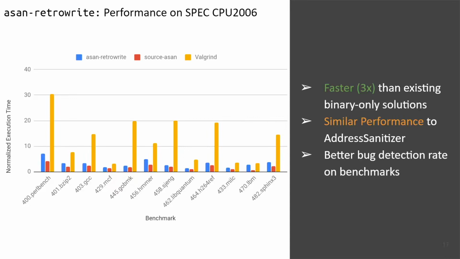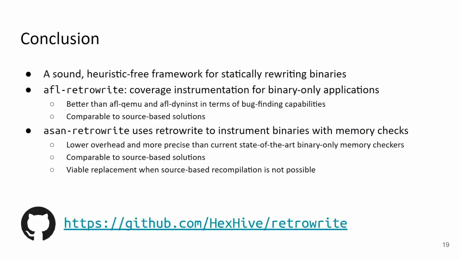To conclude, we developed RetroWrite, a sound, heuristic-free framework for rewriting position-independent code. We developed two passes in RetroWrite, AFL RetroWrite for coverage-guided fuzzing, and ASAN RetroWrite, a binary memory checker. Through our evaluation, we show that AFL RetroWrite and ASAN RetroWrite are viable alternatives to their source-based counterparts when source code is unavailable or recompilation is simply not possible.